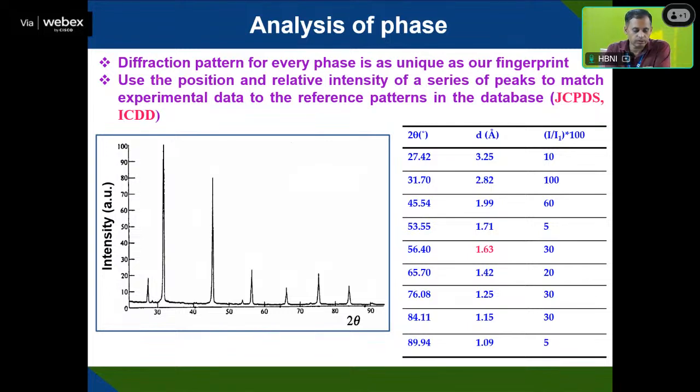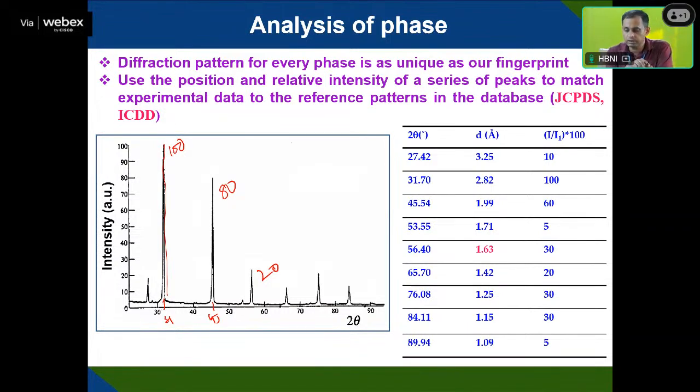Once you have a diffraction pattern, for every phase it is unique. For different types of samples, each phase has a unique diffraction pattern, like our fingerprints. So you use the peak position, the angle position. For example, it's around 31 degrees, this is around 45 degrees, in the 2 theta value. Then you have to see the intensity. This is 100% intensity, this is 80% intensity, and this is 20 to 25% intensity.